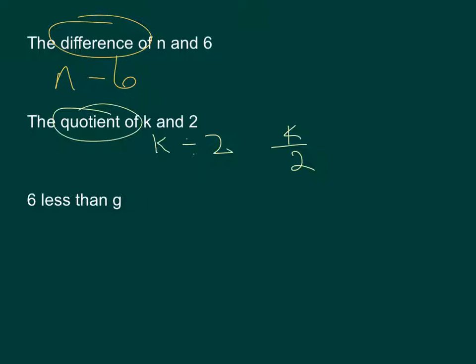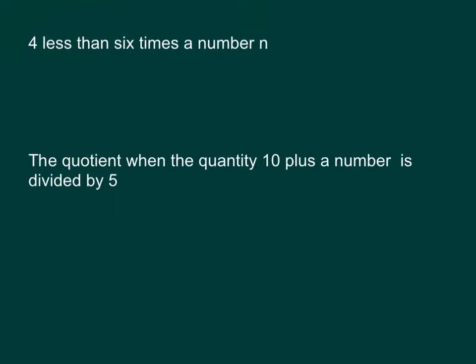6 less than g. Pause the video and write down what you think this is going to be. Okay, less than means subtraction, but we're starting with g and going 6 less than that. The proper way to write this is g minus 6. It is not 6 minus g. The order gets changed when we're going less than something. We're less than g. And then we get a little bit bigger.